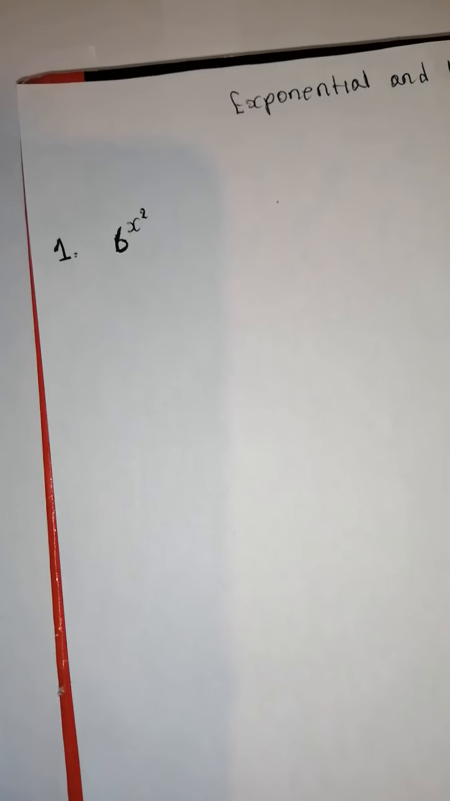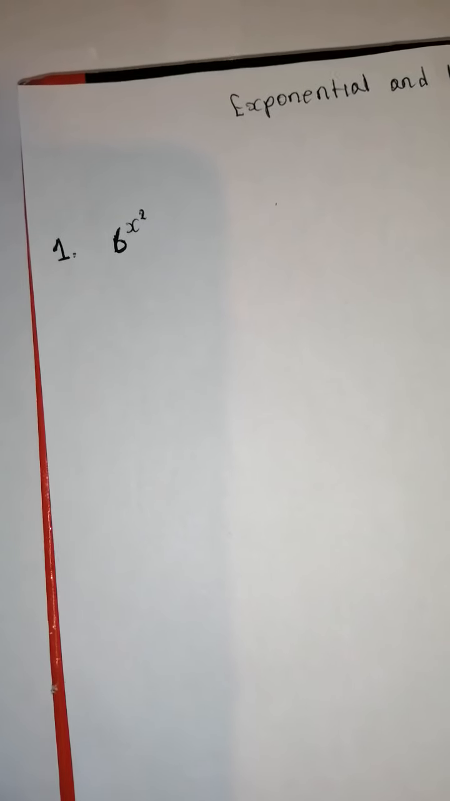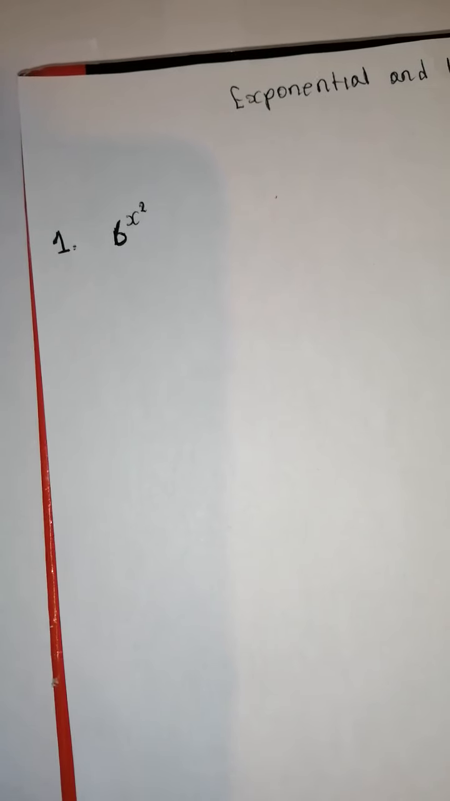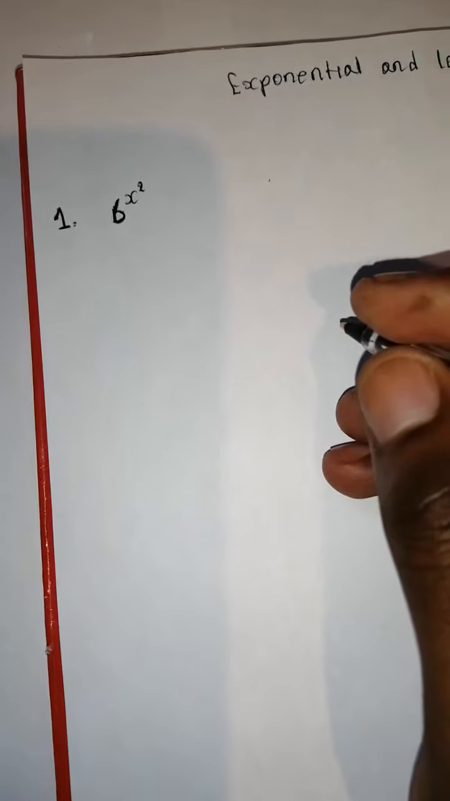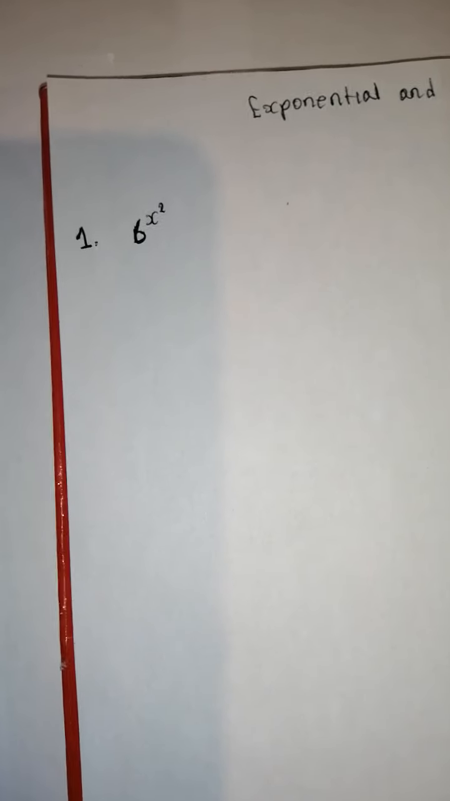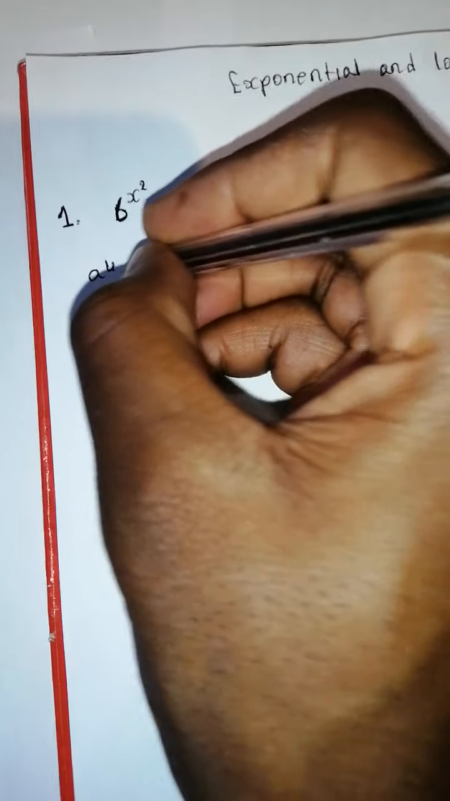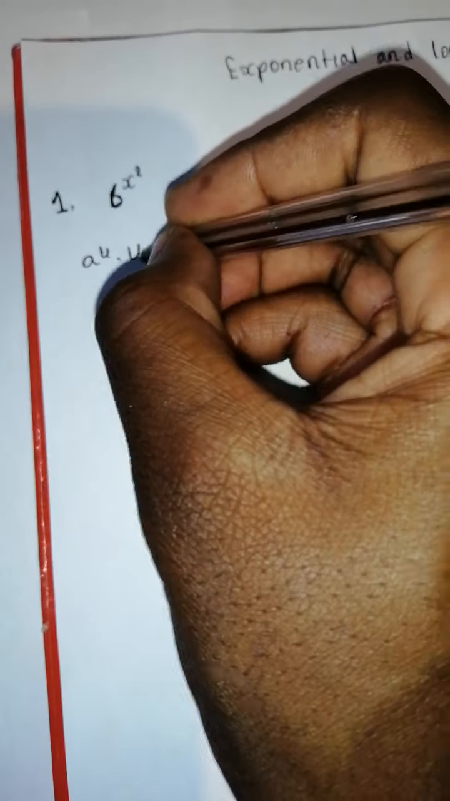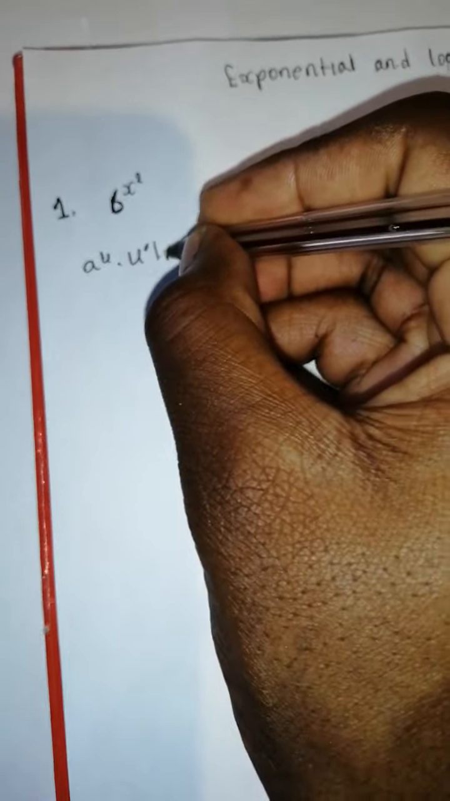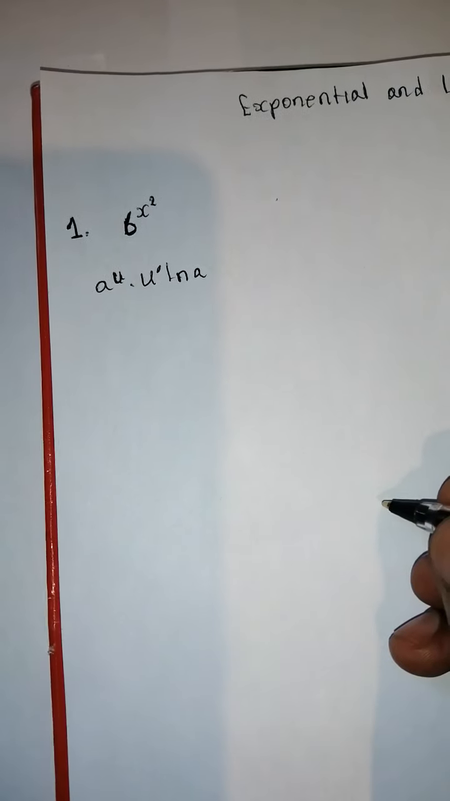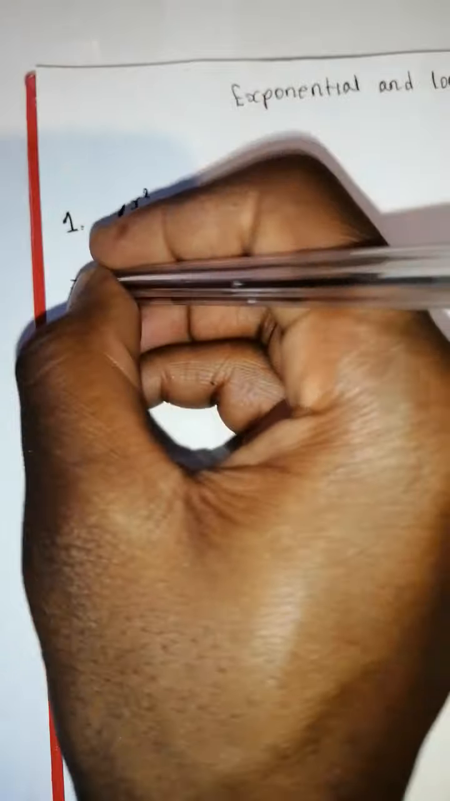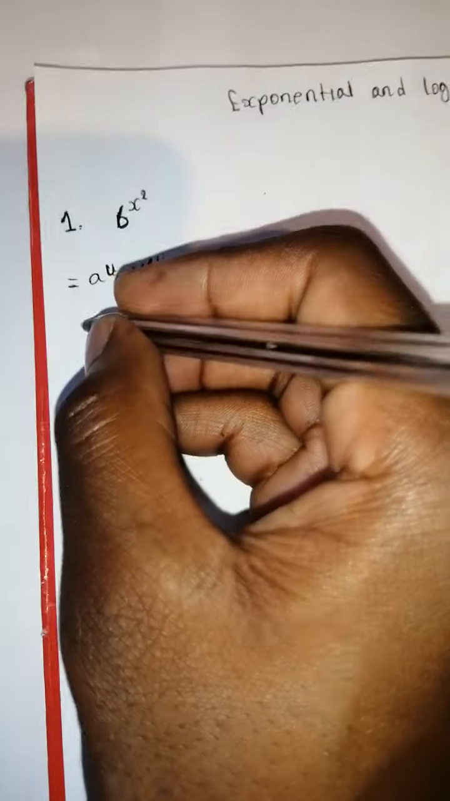So how can you find the derivative of this exponential function? The first thing you have to know is the formula for finding the derivative of this kind of function. The formula is a^u times u prime times ln a. This is the formula for finding the derivative of exponential functions.